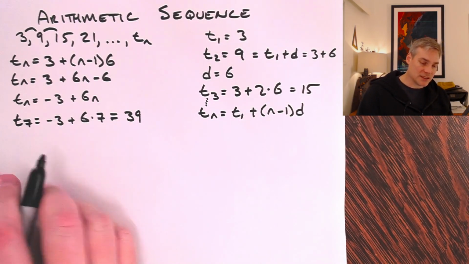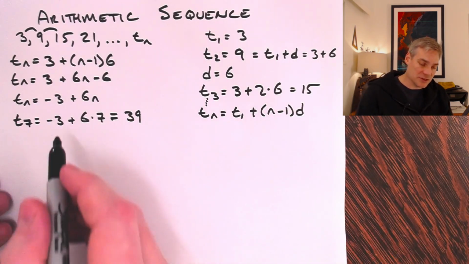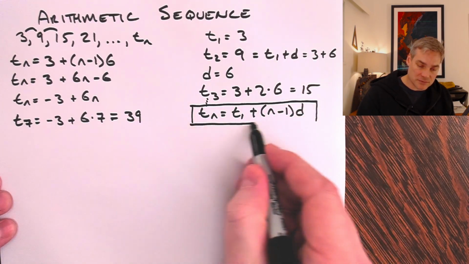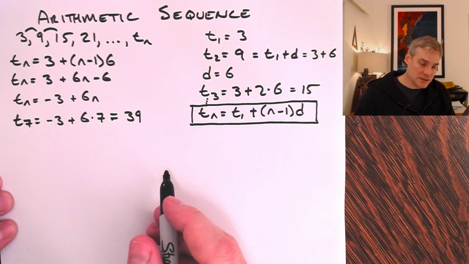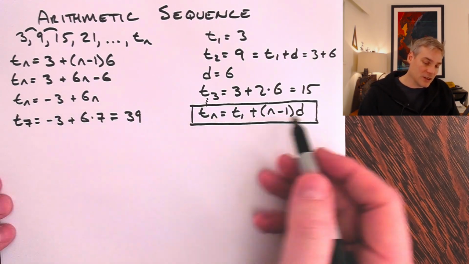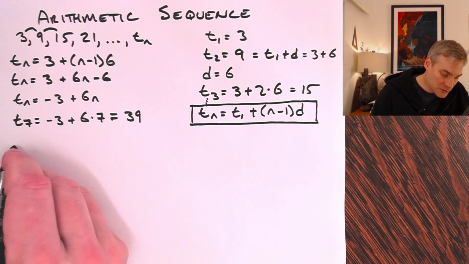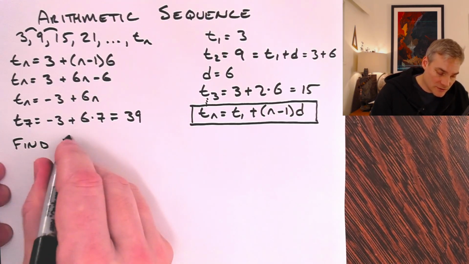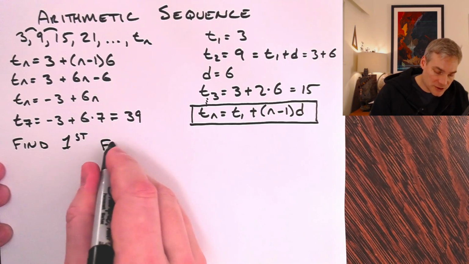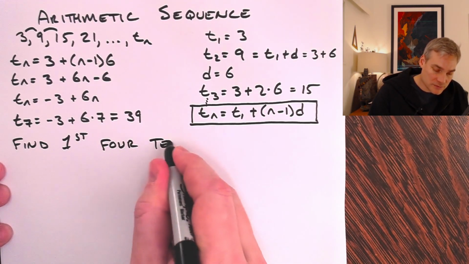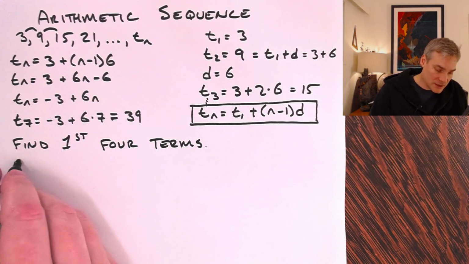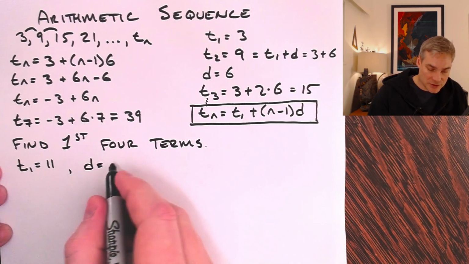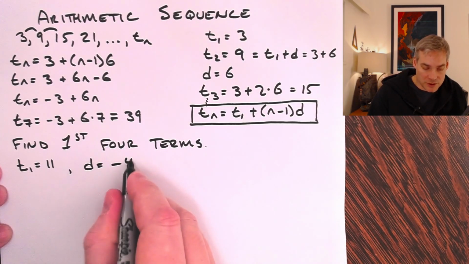So that's essentially how we're going to solve these. We're going to use this equation a lot. And we're going to use it to find all our unknowns. So let's just say we want to find the first 4 terms. And it tells me T1 equals 11, and my difference equals minus 4.